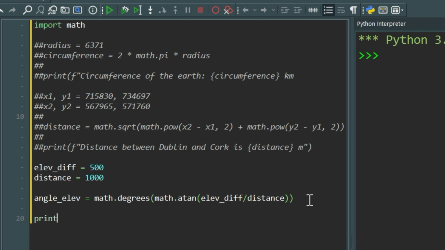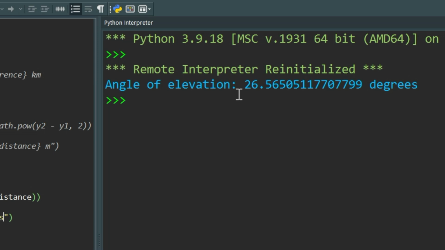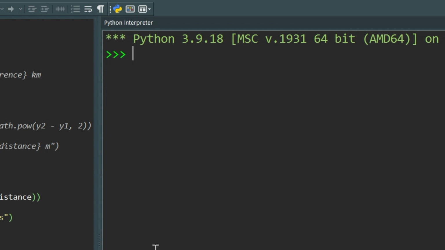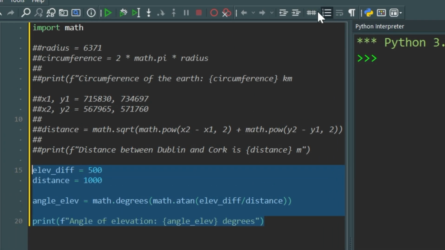We will print the angle of elevation is our angle elev in degrees. We'll run. I can see we get 26.56 degrees. Clear the interpreter window and I'll comment out our code.